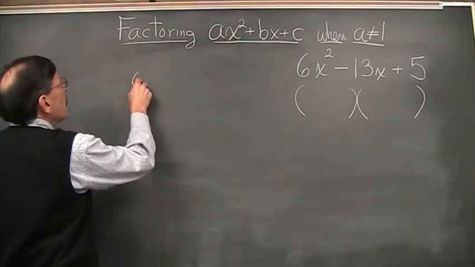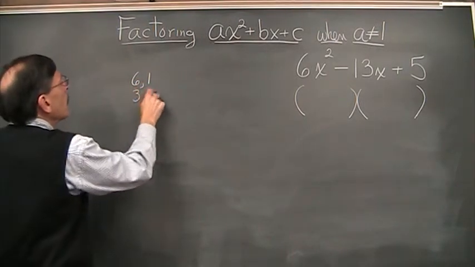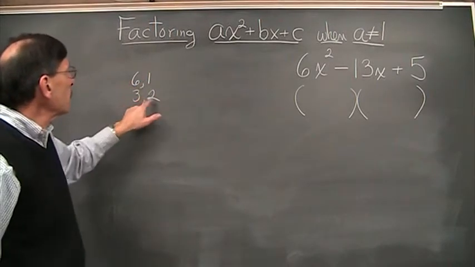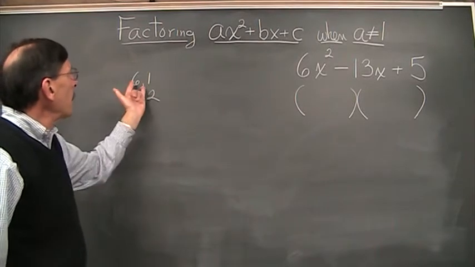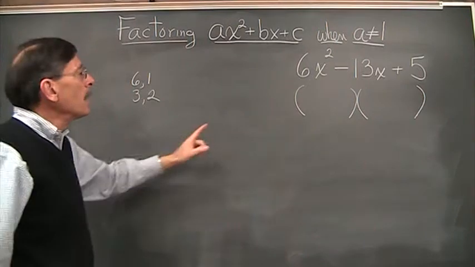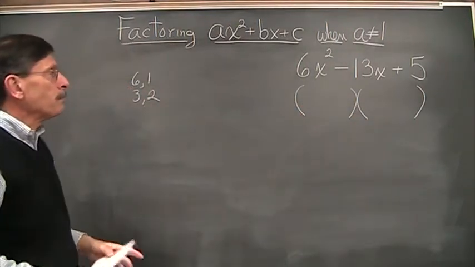We have 6 and 1. We also have 3 and 2. 6 times 1 is 6, 3 times 2 is 6. And remember, we don't have to reverse. I don't have to write 1 and 6. I don't have to write 2 and 3 because I'm dealing with the first position. 6 and 1 is sufficient.